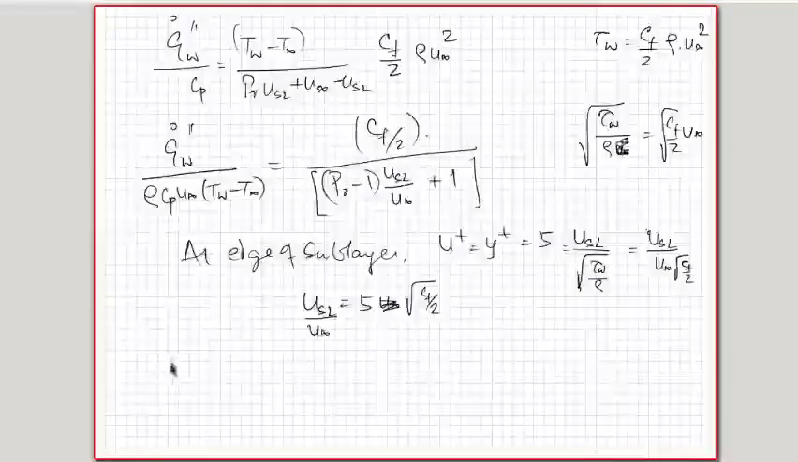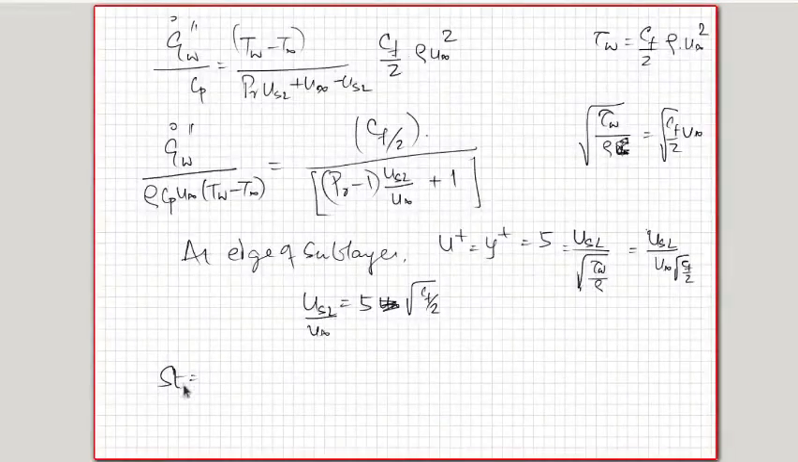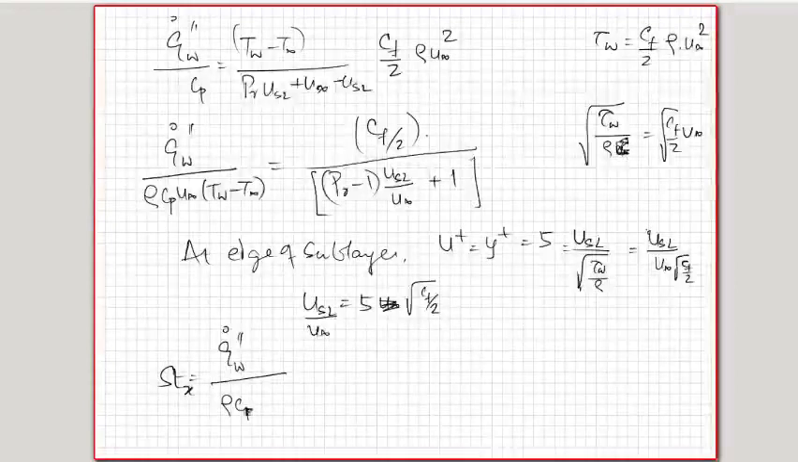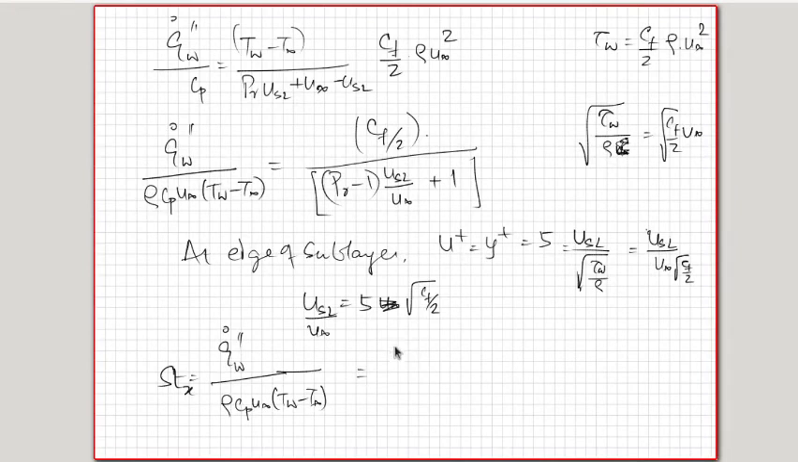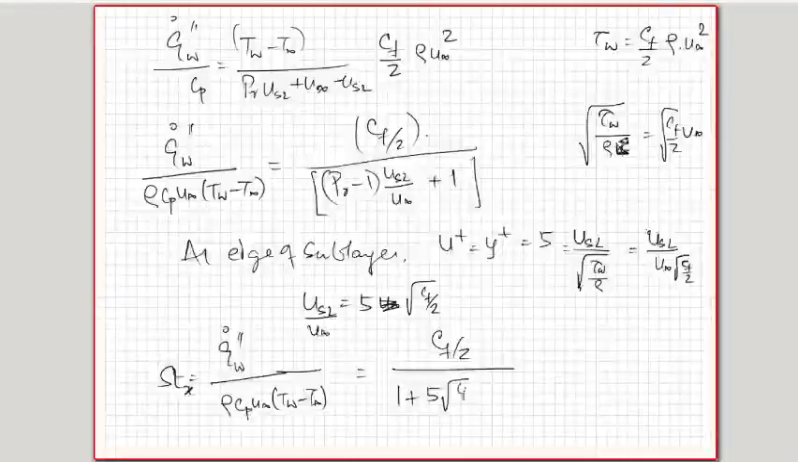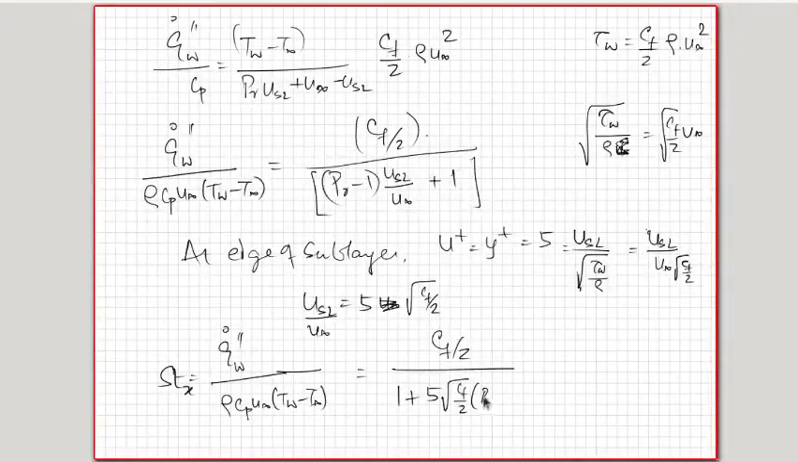So I get the Stanton number, which at any x is equal to q dot double prime wall divided by rho Cp u infinity into T wall minus T infinity. This is what we wrote in the last class. This becomes equal to Cf by 2 divided by 1 plus 5 square root of Cf by 2 into Prandtl minus 1. So this is the expression that you get.